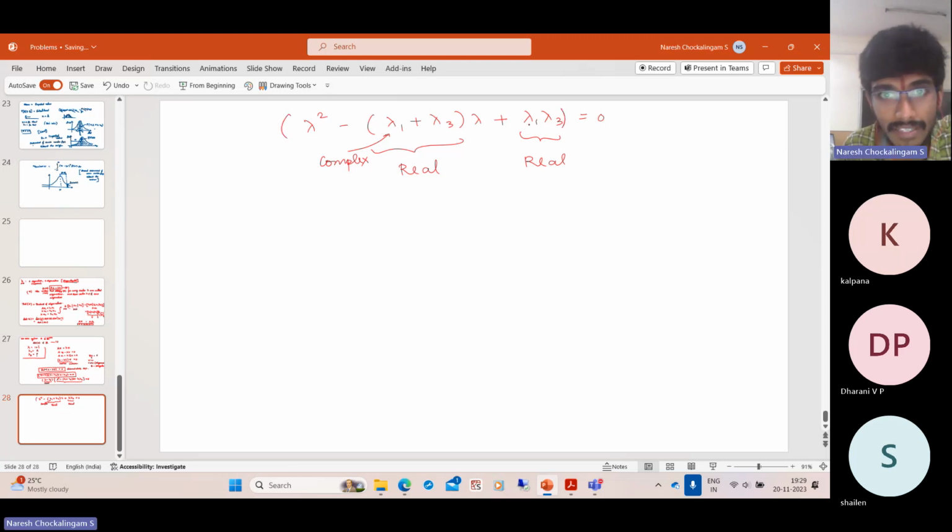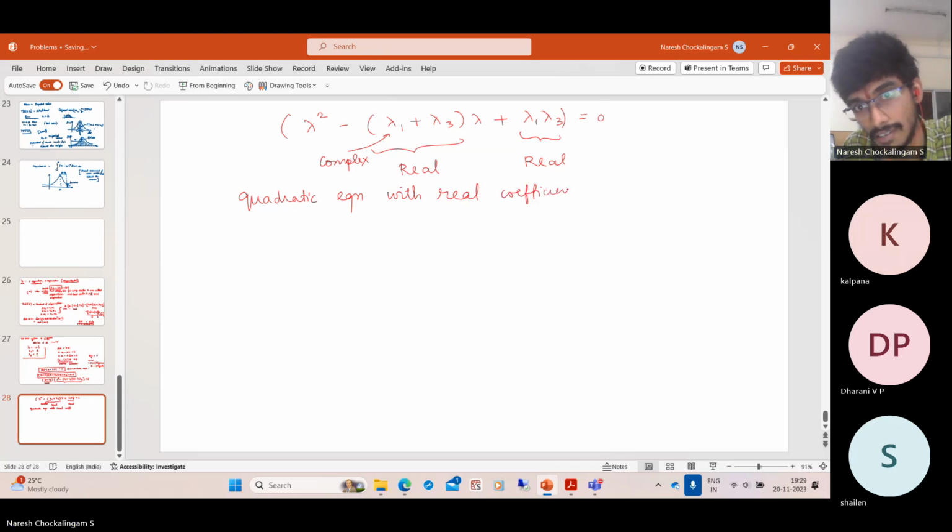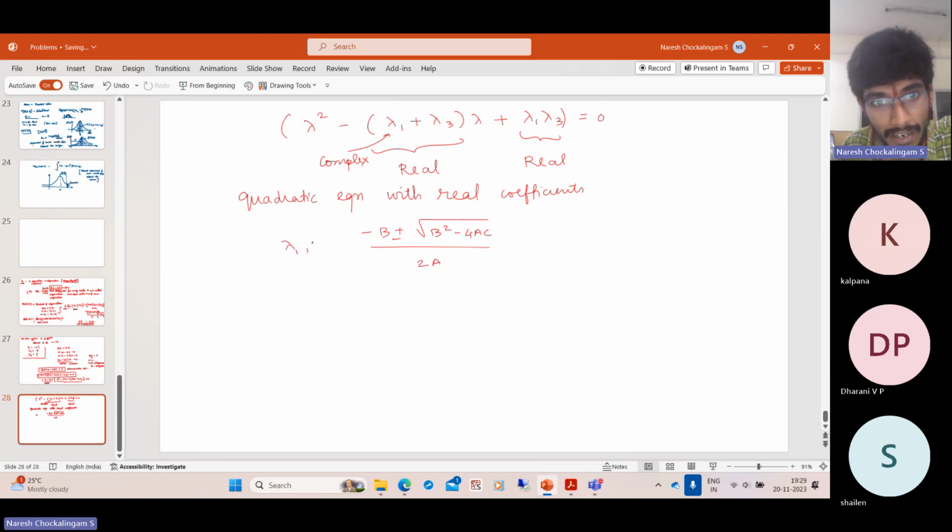And what are the roots of this equation? This is a quadratic equation with real coefficients. What are its roots? It will be minus b plus or minus root of b squared minus 4ac by 2a. Right? So lambda 1, lambda 3 will be this.